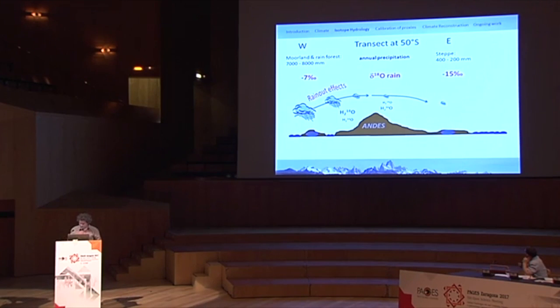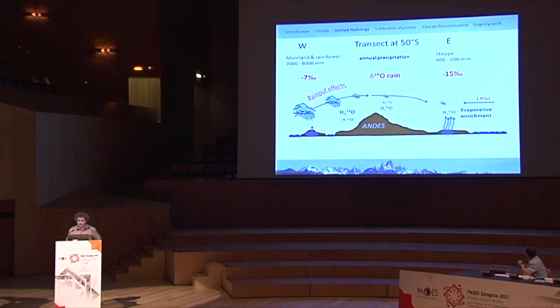Preferentially, the heavy water molecules rain out. So we start with a value of about -7 per mil in this area of the islands and fjords in western Patagonia. And when it reaches the eastern part of the steppe region, it's a value of about -15 per mil. And the contribution from the Atlantic is very minor. As you can see, we would expect values of about -8 per mil.